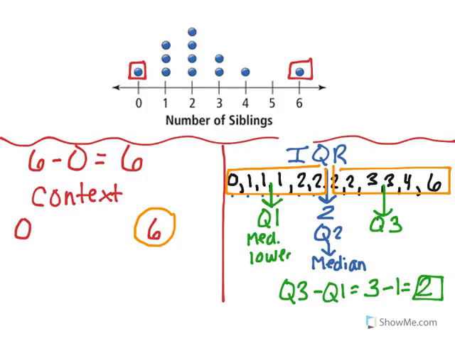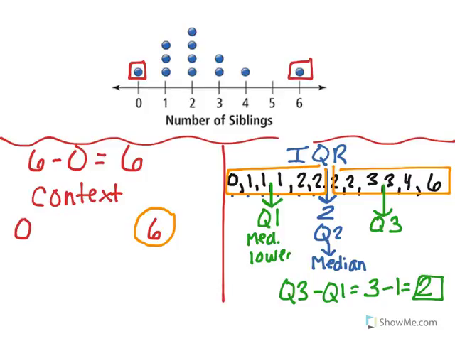So when we found the range, we found out that it's spread out 6 people. There's a range of 6 people in between. But now there's only a range of 2. That's a lot different. So the IQR is kind of what we call probably a better measure of variability.